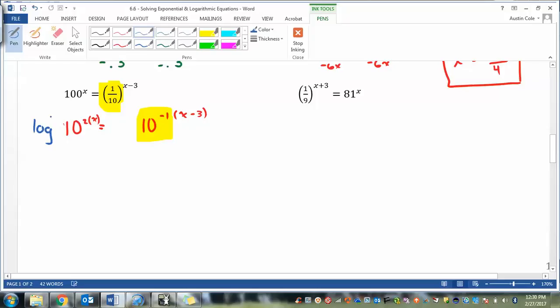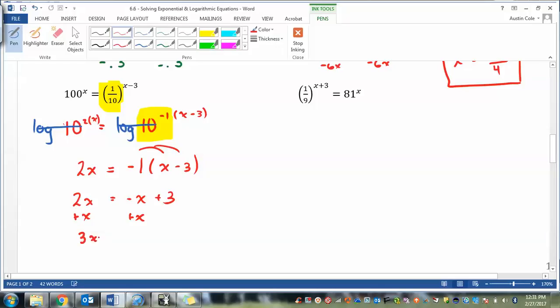log base 10. And when you log base 10, guys, remember, we don't put the 10 there, it's just log. So we're going to log both sides, and those will cancel. And here I'm going to get 2x equals negative 1 times x minus 3. I can distribute my negative 1. I'll get 2x equals negative x plus 3. I can add an x to both sides. 3x equals 3. Divide both sides by 3, and x is going to equal 1.